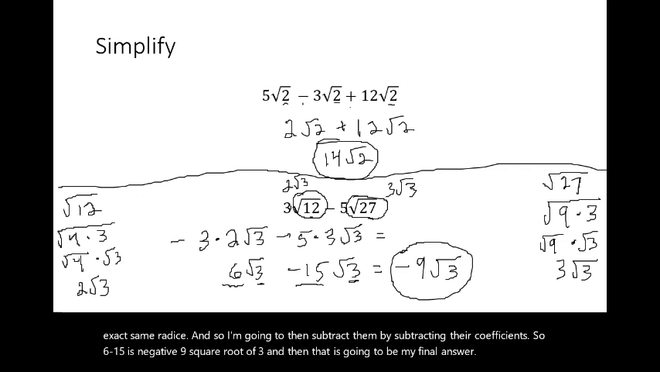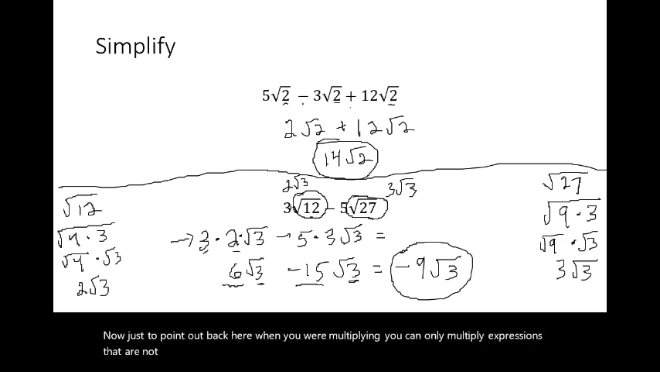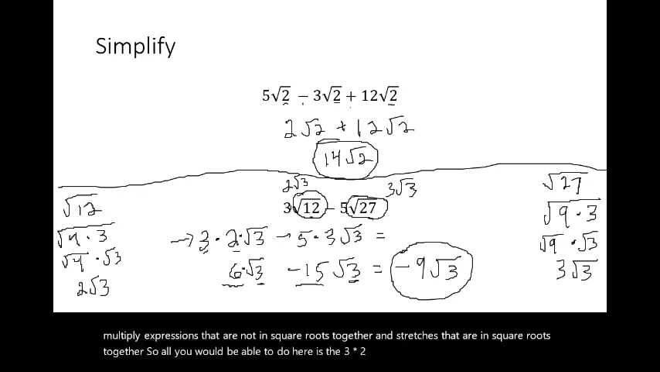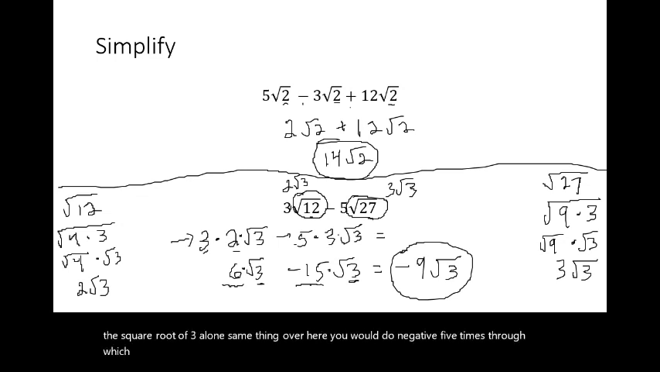Now, just to point out, back here when you were multiplying, you can only multiply expressions that are not in square roots together and expressions that are in square roots together. So all you would be able to do here is the 3 times 2, which is 6, and you would just have to leave the square root of 3 alone. Same thing over here. You would do negative 5 times 3, which is negative 15, and you would have to leave that square root of 3 alone.